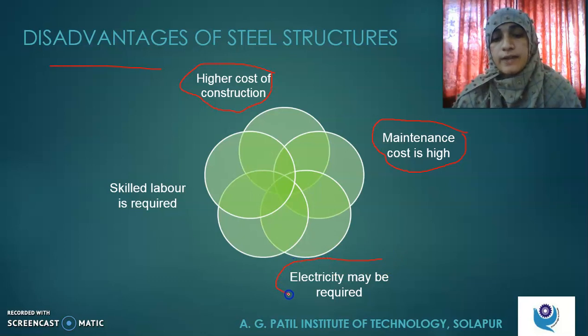Then another disadvantage is electricity may be required. If we construct in a remote area where there is an electricity problem, we may not be able to make the welded connection properly. Therefore, electricity may be required. This is one of the disadvantages of steel structure. Next disadvantage is skilled labor is required for steel structure. These are some disadvantages of steel structure.